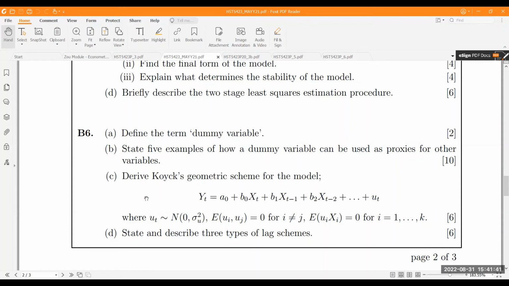So now we are on B6C. Derive the Koyck geometric scheme for the model. Please pay attention. Derive the Koyck geometric scheme for the model: Yt is equal to a naught plus beta naught xt plus beta 1 xt minus 1 plus beta 2 xt minus 2 plus error term. Okay, so let's go back to our notes now.